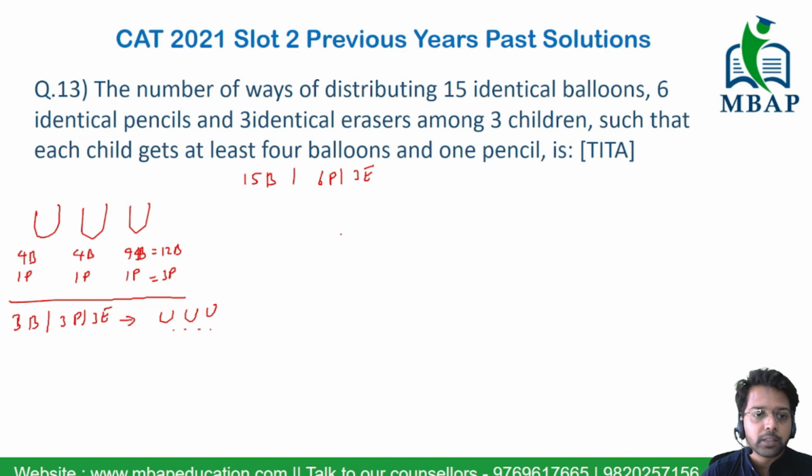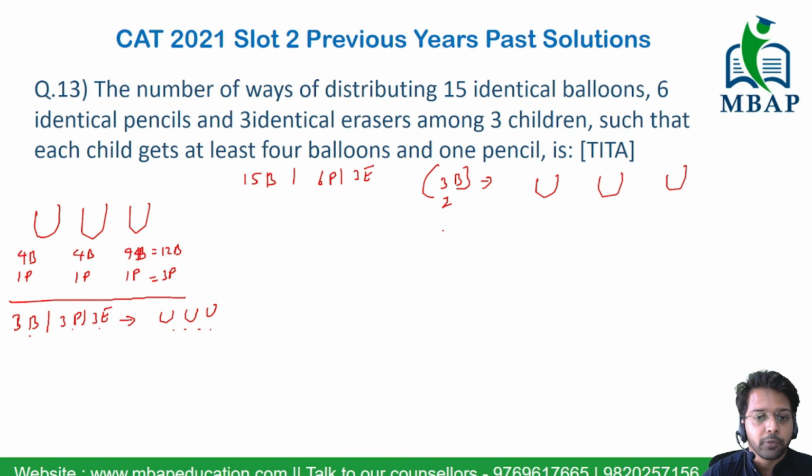Clear? Now let's try to distribute the first element. You can choose any one of it. We can choose the balloon, the pencil, or the eraser, because all of them are exactly 3 in number. Let's try to distribute 3 balloons which are identical to the 3 children which we have got. Now there's no restriction that we have to consider, so you can assume the cases the way you want.